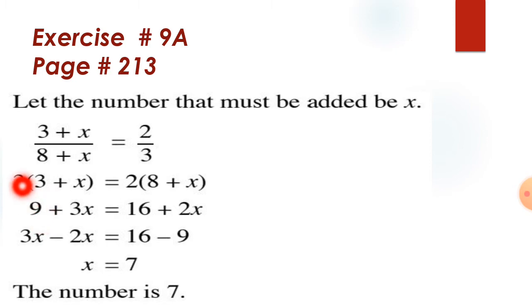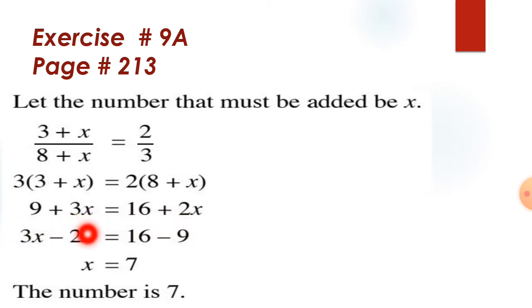3 threes are 9, 3x. 2 eights are 16, 2x. Now we are going to separate variables and constants. Over here we have 3x, and on the right hand side we have plus 2x. So it is a plus sign. When you take it to the left hand side of the equation, you will get minus 2x, and 16 stays in the same place. 9 is over here with plus, so when you take it to the right hand side of the equation, it will be minus 9.